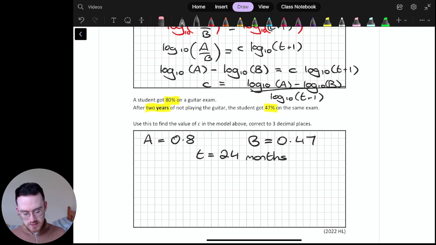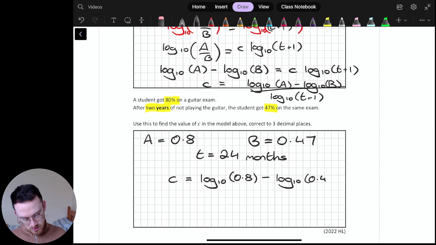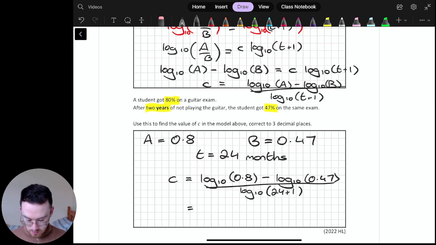Okay, and once we have all this information, we can use this to find C by just subbing in to what we got as our answer for the previous part. So log base 10 of 0.8 minus log base 10 of 0.47, all over log base 10 of (24 plus 1). Okay, and again, we can just simply do that in our calculator.